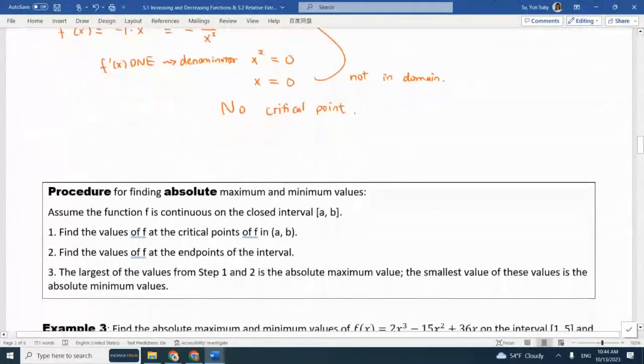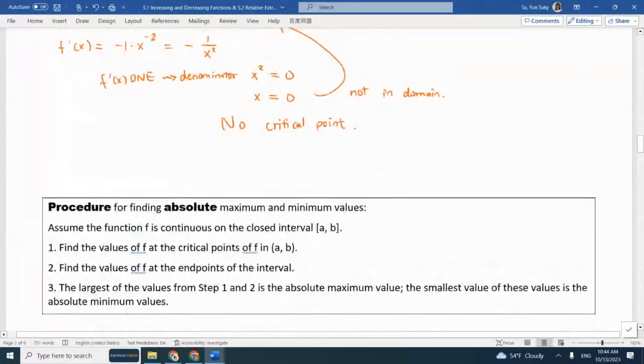And then next, let's look at how to find absolute max and absolute min. Do you remember the extreme value theorem? If the function is continuous on a closed interval, then we are guaranteed to have an absolute maximum and absolute minimum, right? So now, if the function is continuous on a closed interval, how do we find absolute max and absolute min? So step one, find the values of f at the critical points.